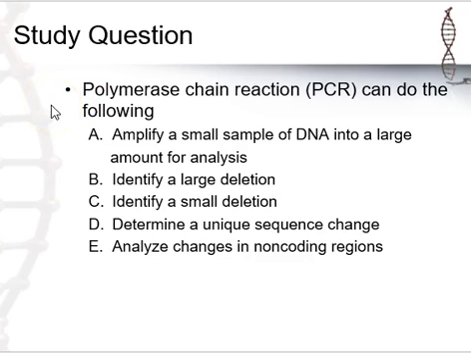Study question. Polymerase chain reaction, PCR, can do the following: A, amplify a small amount of DNA into large amounts for analysis; B, identify a large deletion; C, identify a small deletion; D, determine unique sequence changes; or E, analyze changes in non-coding regions. The correct answer is A.